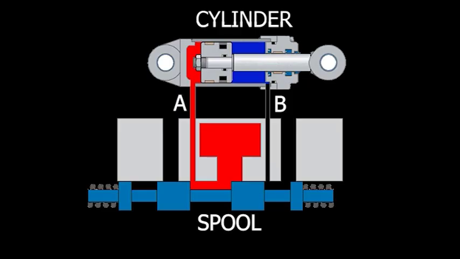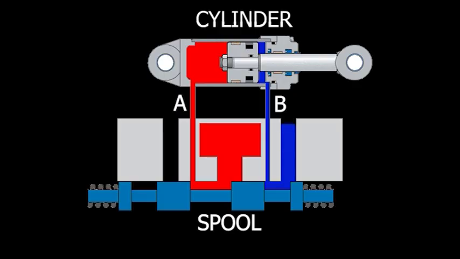When this rod moves, it also pushes hydraulic fluid out of the B side of the cylinder. This fluid is sent to a return tank where it is then recirculated into the hydraulic system.